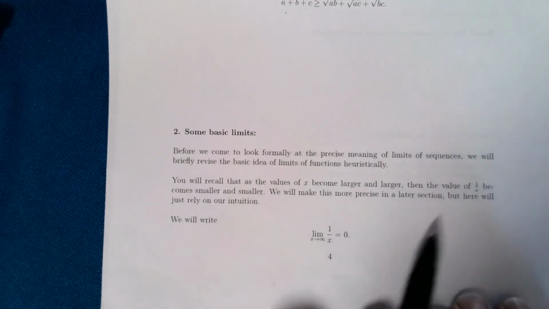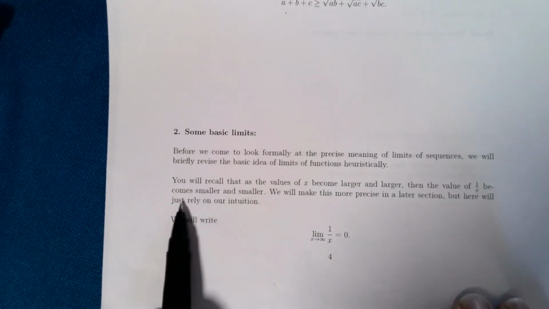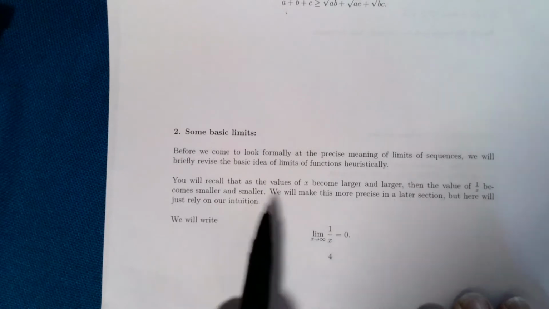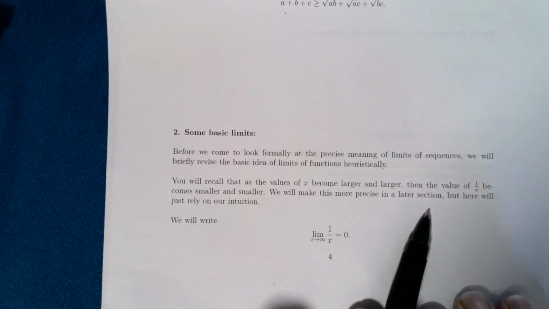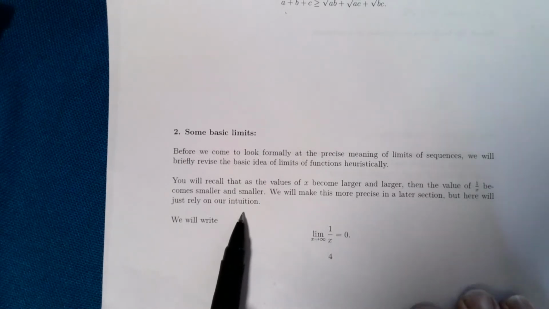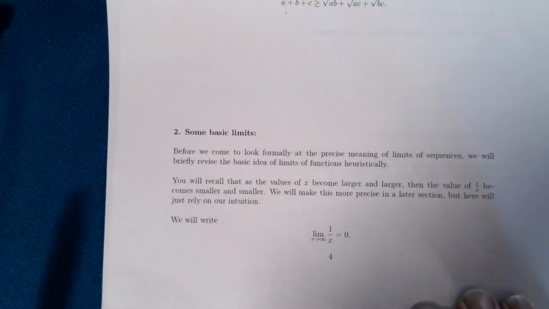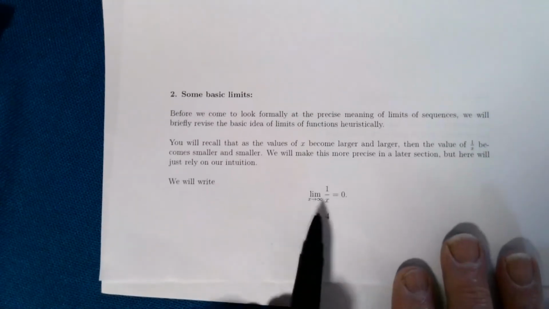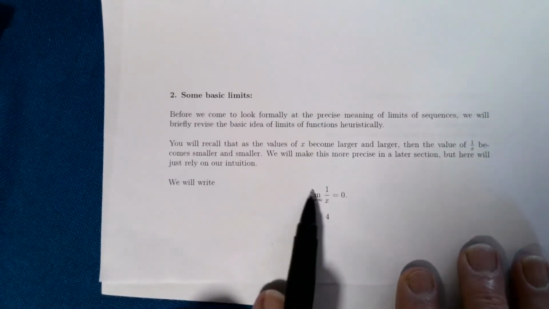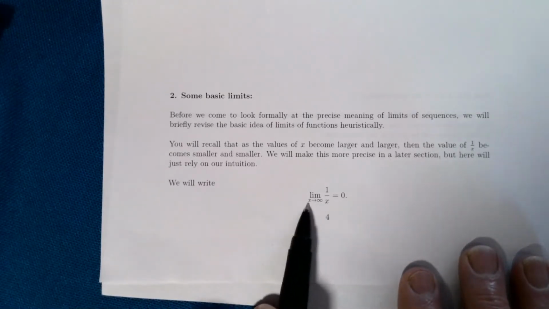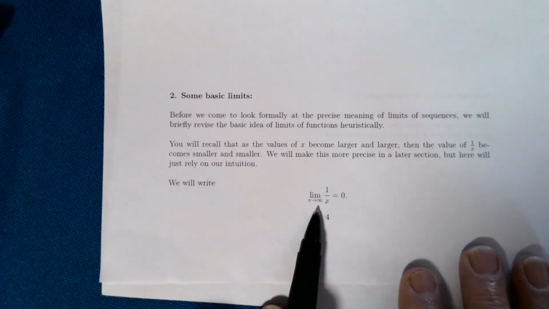and larger, then the value of 1 over x becomes smaller and smaller. So 1 over a super huge number is very small. I'll make this much more precise later, but here I'm just going to rely on our intuition. That is, if you take 1 over a very large number, the answer is very small. Formally, we're going to use this notation, which I'm sure you've seen. It's the limit as x goes to infinity. I like to read this as x becomes very large.